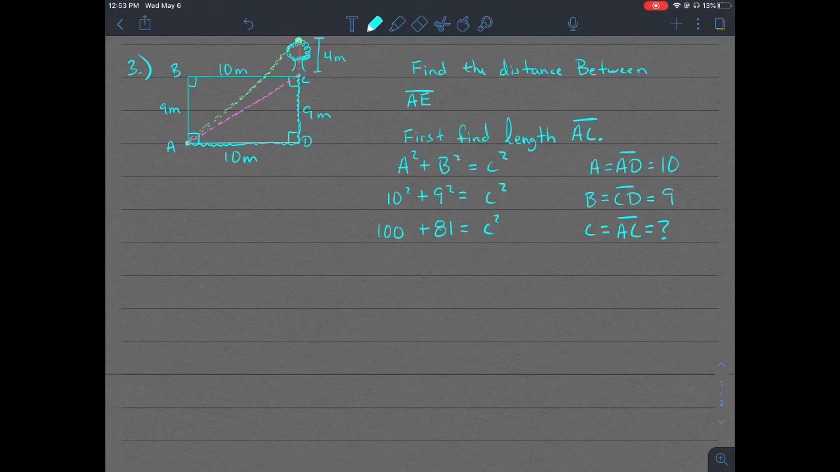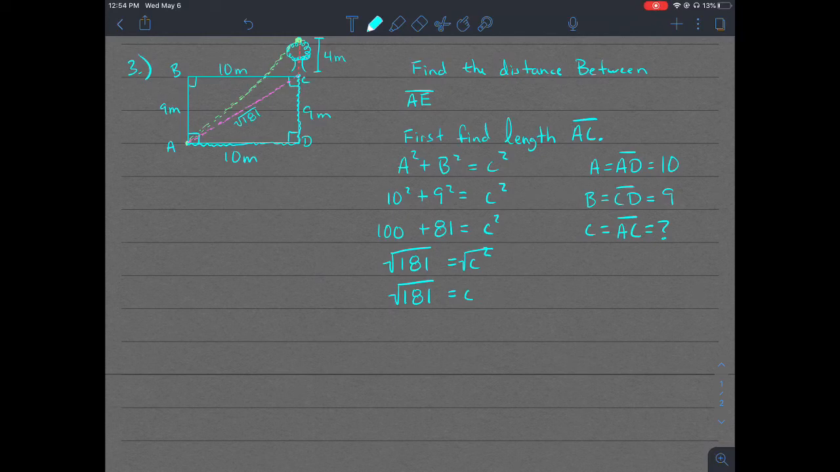100 plus 81, well, that's not too bad. It's pretty easy. Most of you should be able to do that in your head. 181. Now, how do I undo a square? Square root, both sides. So I get C is equal to the square root of 181. Okay, that's the pink length. We just solved for the pink one. We need that. So we know that the pink one is the square root of 181.